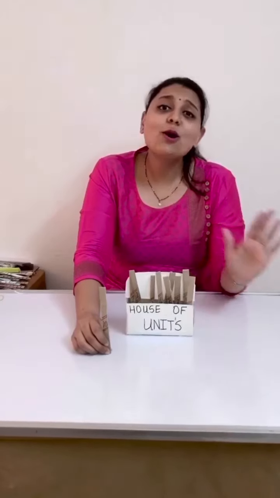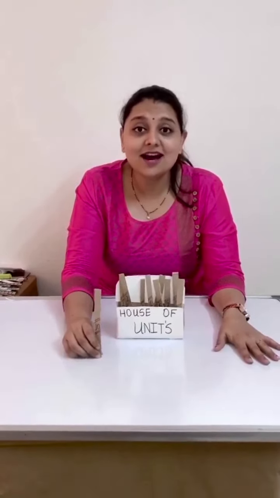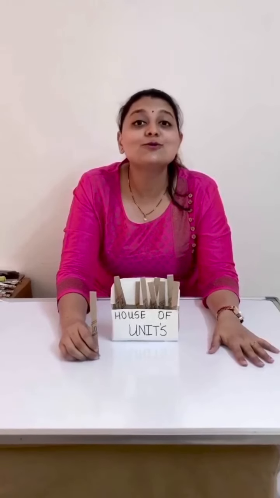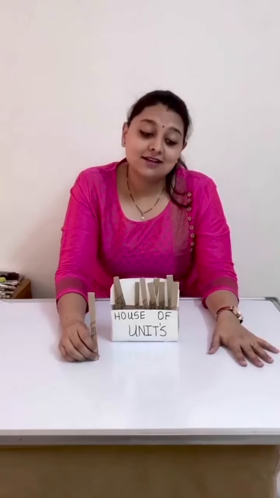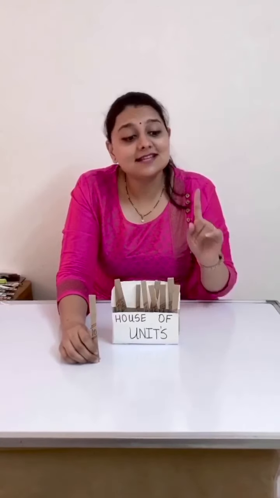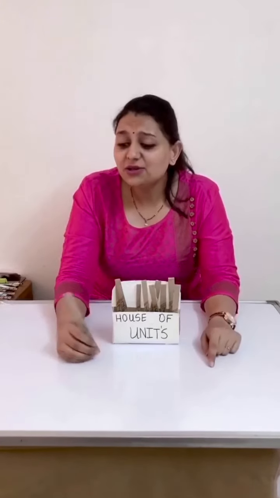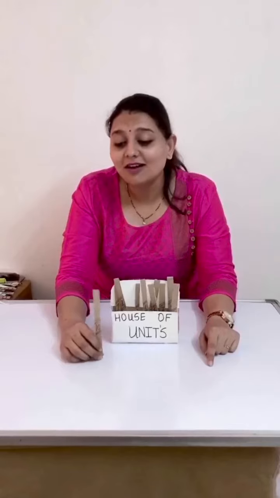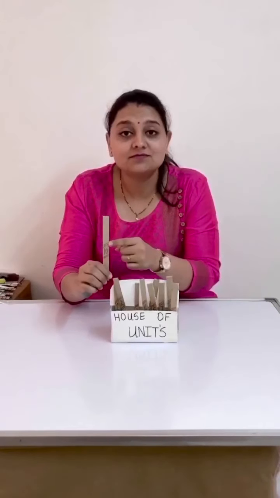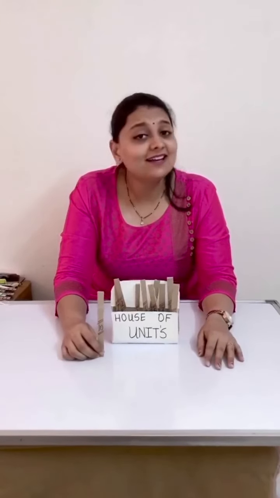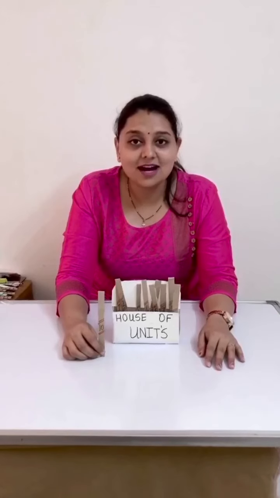The owner of the house says, no, sorry, I cannot allow you to stay in my house as there are only nine rooms and all the nine rooms are occupied by all the single digit numbers from one to nine, and you are a two-digit number with one and zero. So sorry, I cannot allow you to stay in my house.